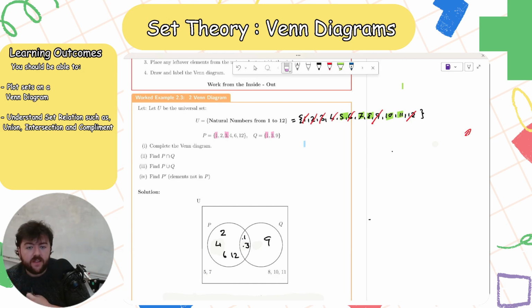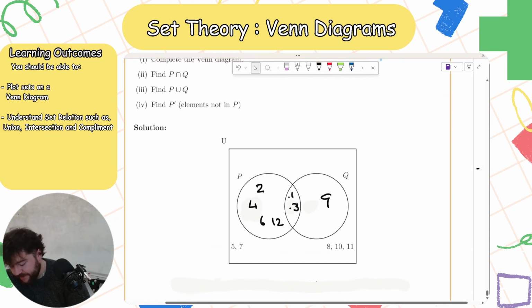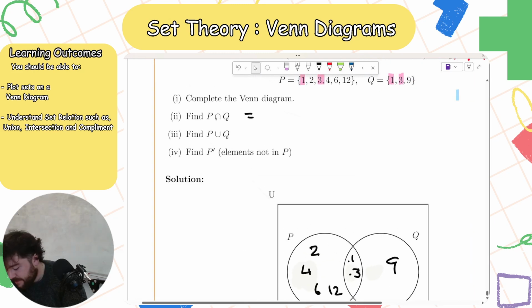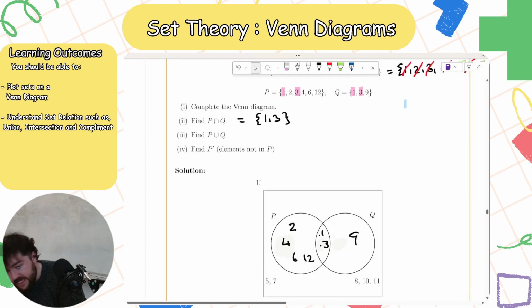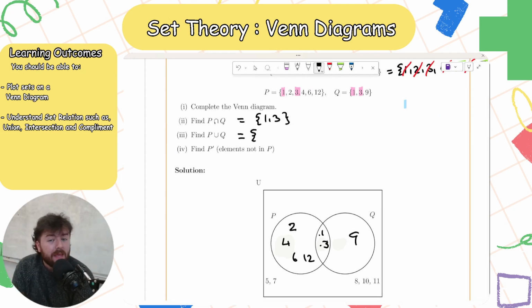5, 7, 8, 10, 11. Fine. Find P intersection Q. So intersection just means what's common in both. Well, what's common in both is 1 and 3. We can see from our diagram.